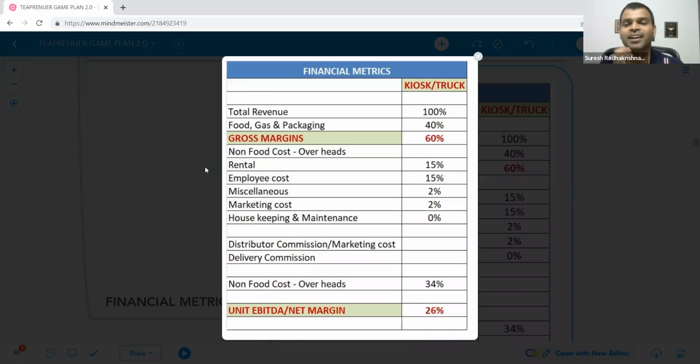Yes, it's 1 lakh loss. You're making a loss of 1 lakh, which means it is negative unit economics. You're not into positive unit economics, it's into negative unit economics. Okay, this one is clear.